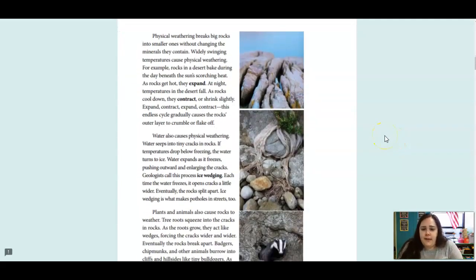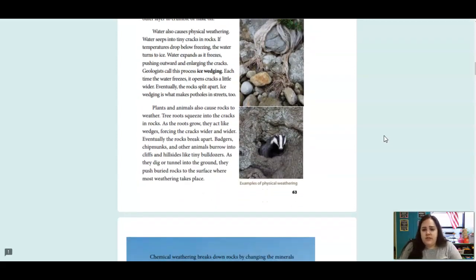Physical weathering breaks big rocks into smaller ones without changing the minerals they contain. Widely swinging temperatures cause physical weathering. For example, rocks in a desert bake during the day beneath the sun's scorching heat. As rocks get hot, they expand. At night, temperatures in the desert fall. As rocks cool down, they contract or shrink slightly. Expand, contract, expand, contract. This endless cycle gradually causes the rock's outer layer to crumble or flake off.